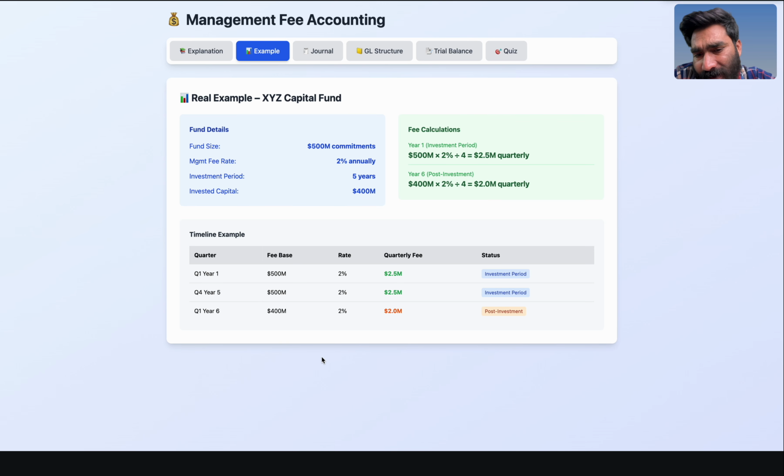Even you can see it in a timeline as well. On 500 million, you can calculate 2%, which would be 2.5 million quarterly for the investment period. Post investment is the same, but the base will change to invested capital at 2%. So this is how things work, or how we calculate management fee.